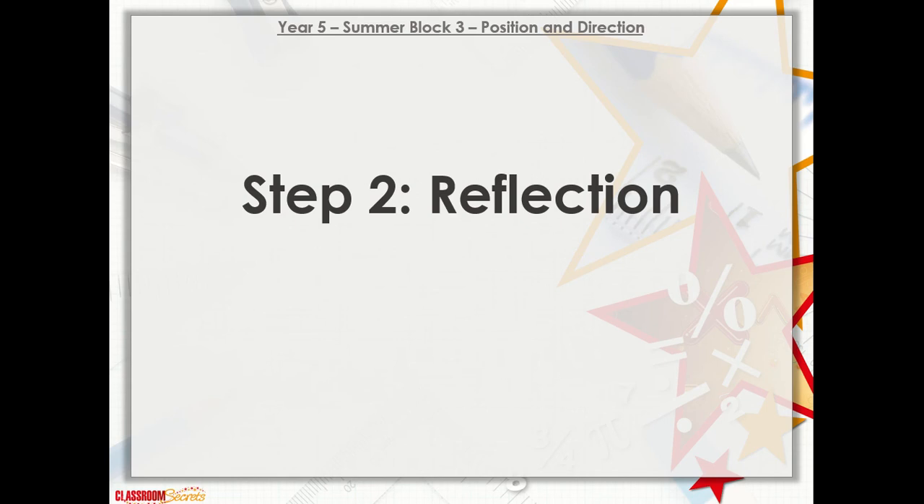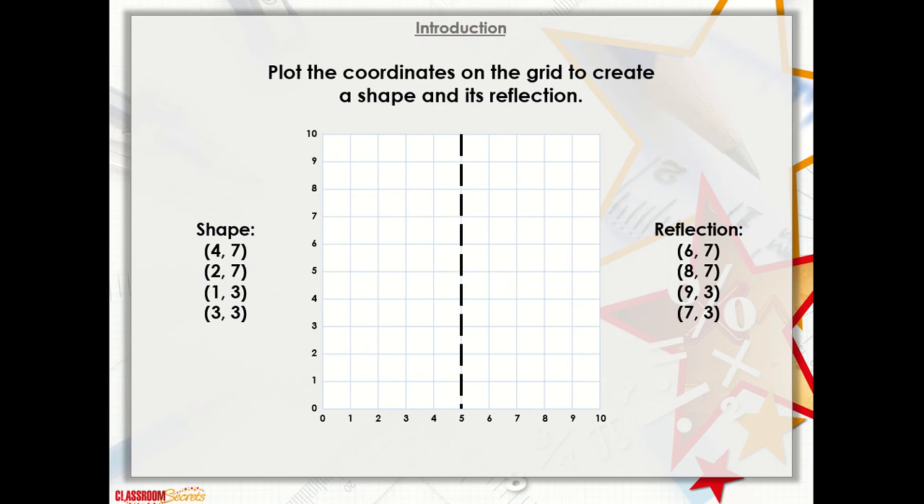Today we're going to bring our work on reflection to an end. So I've got some questions for you here, and I'm just going to go through the kind of questions that you're going to come across. First of all, we're asked to plot the coordinates on the grid to create a shape and its reflection. Here is the shape at this side, and our reflection is going to be over here. So I'm going to plot these points.